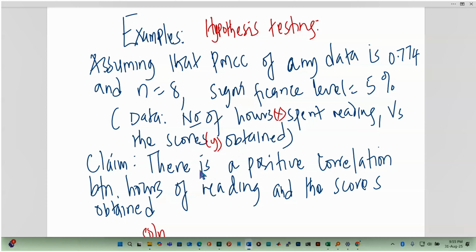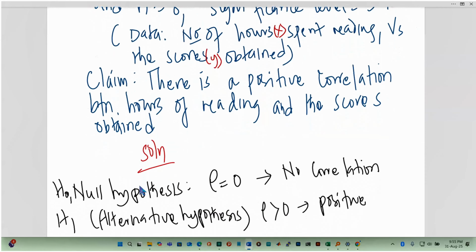So here is a claim. There is a positive correlation between hours of reading and the scores obtained. Then we are required to carry out a hypothesis test to check the claim. Solution, we shall first state the null hypothesis.